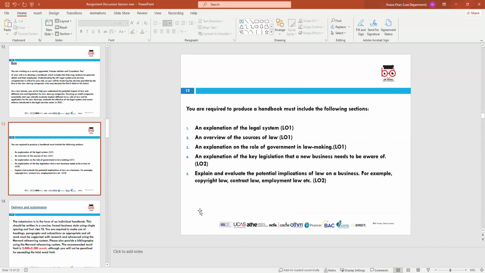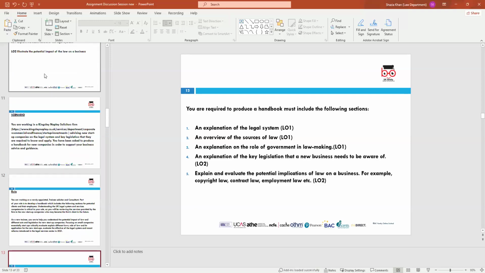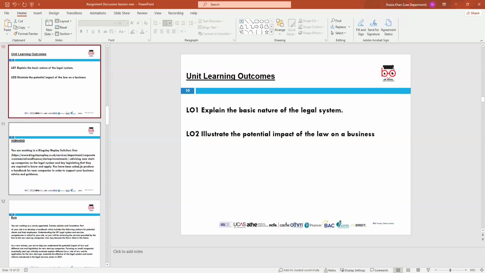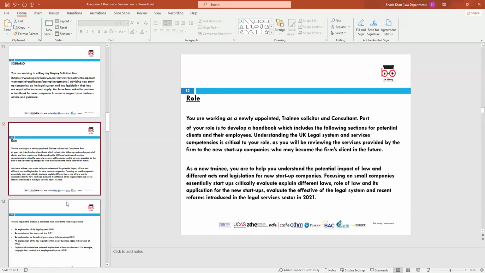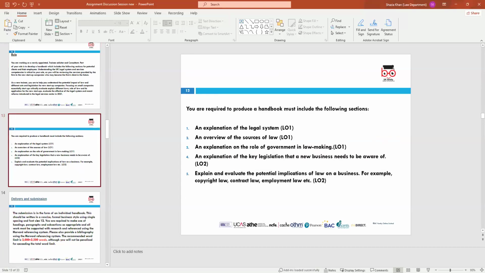So this assignment 1 is covering learning outcome 1 and 2, as we've just mentioned, okay? So you need to make sure you are looking at slides on them. So these are the key elements that you need to do for the first assignment. So there's 5 parts. Do not change the wording. Have that as a heading and write under that.